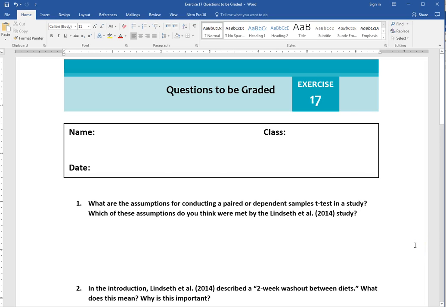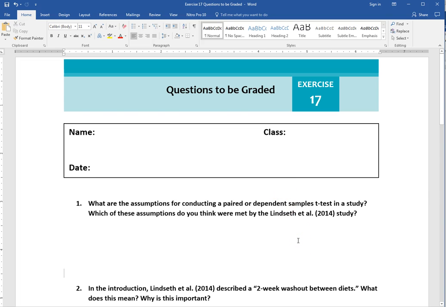I'm going to go over exercise 17 and what you need to do to complete this assignment. So I have here the file that you can type your answers into, or you can create your own Word document if you would like to. So let's start with number one.